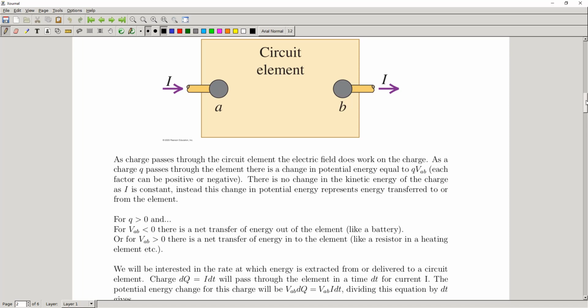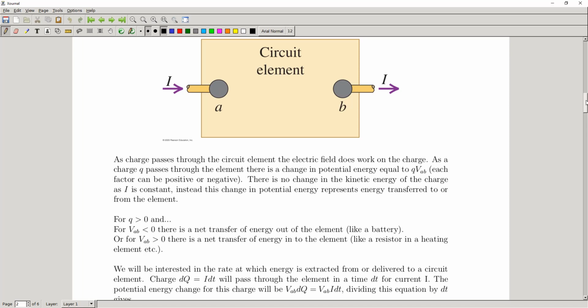So there is a change in the potential energy, but there's going to be no change in the kinetic energy. We can't have a change in the kinetic energy because our I is constant. So instead, what this potential energy changing represents is that the potential energy which we're either losing or gaining is being transferred from or to some other kind of energy. And so let's say, for example, we have a positive Q.